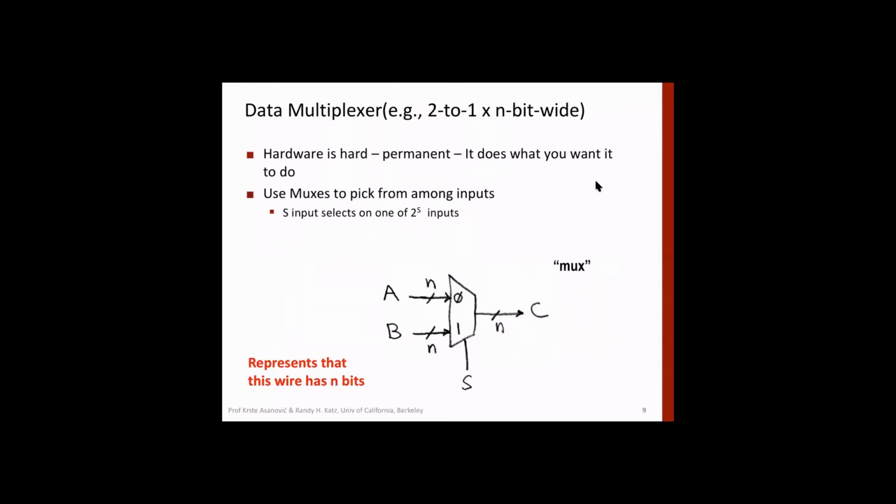Basically, multiplexer selects one of the inputs based on the control. So S is a control signal. Okay, and then it selects one of the two. So there are two buses here or two inputs of n bits. This is A and B of n bits, and if S is equal to 0, then these n bits of A will go to output lines, and if S is equal to 1, then B will go to output, right? So this is the concept of multiplexer.